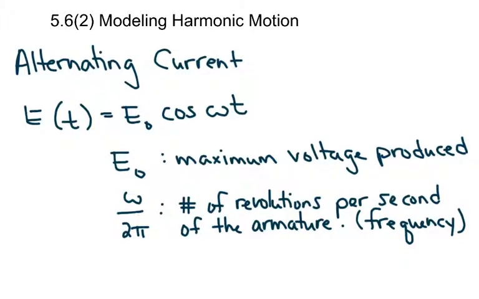It's E of t is equal to E sub 0 cosine of omega t, where E sub 0 is the maximum voltage produced, and omega over 2 pi is the number of revolutions per second of the armature, which is the frequency. So notice if you flip it, it's the period.